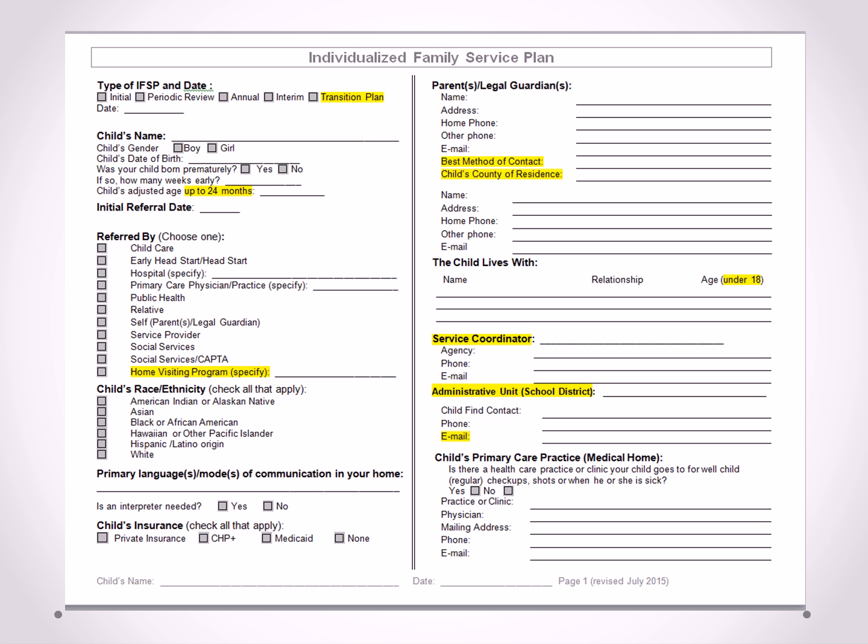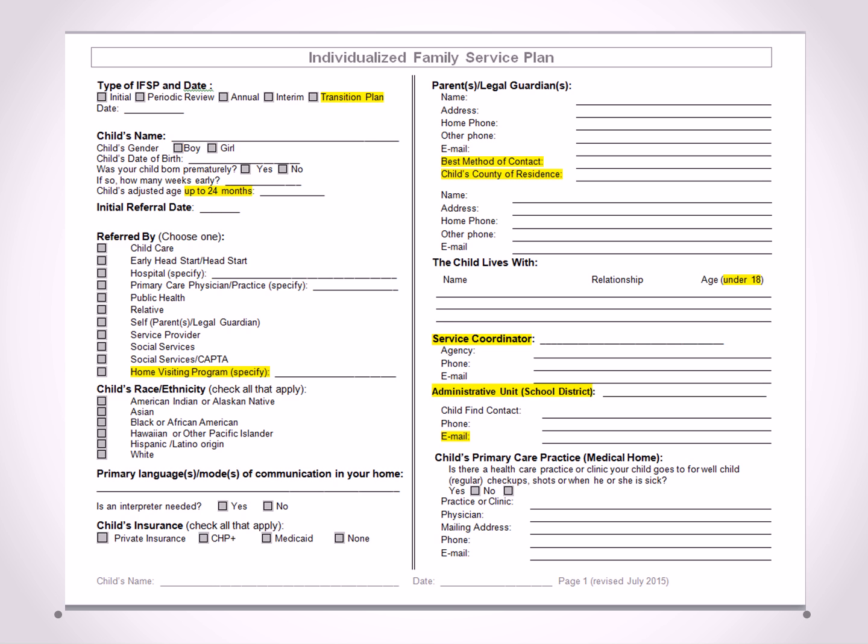Then under referred by, you'll notice that other is no longer a field. There still are some write-in blanks under some of the categories, but we've added home visiting program and a specification for which home visiting program has referred. Up to 24 months was added under the child's adjusted age for children that are premature. We added that wording because we still get quite a few questions about how long we should be adjusting the age for a child that comes in that has been born prematurely. So we've added that to that column.